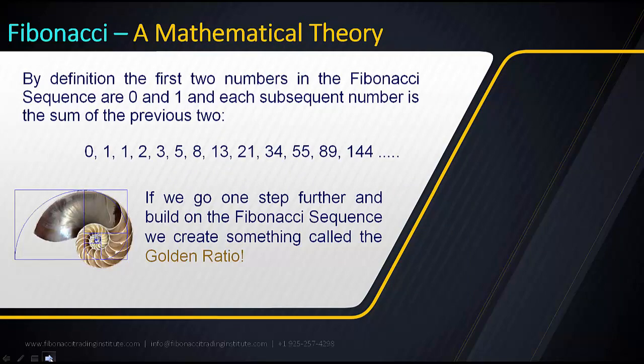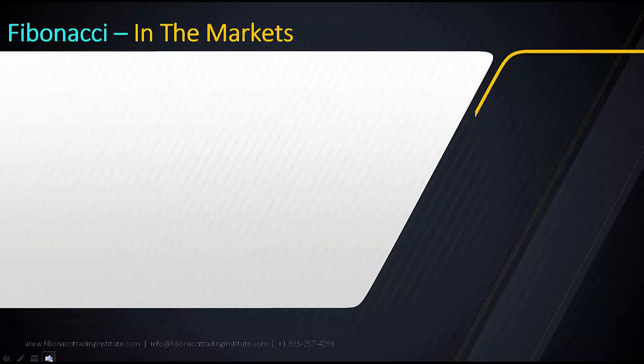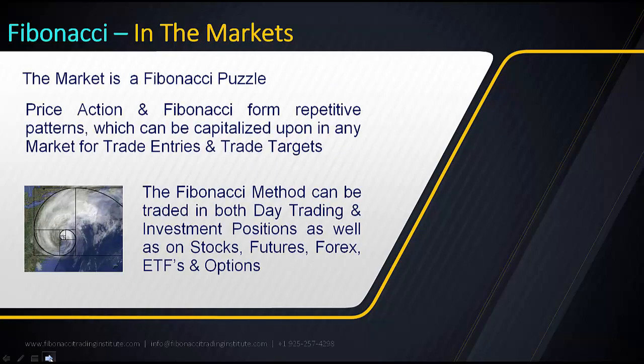Fibonacci sequence starts from 0. And if you start adding the numbers starting from 0, you will create Fibonacci golden ratios, which is present in everything that surrounds us, which is what forms the markets. Market is Fibonacci puzzle. Price action and Fibonacci form repetitive price action patterns, which can be capitalized upon in any market for trade entries and trade targets.